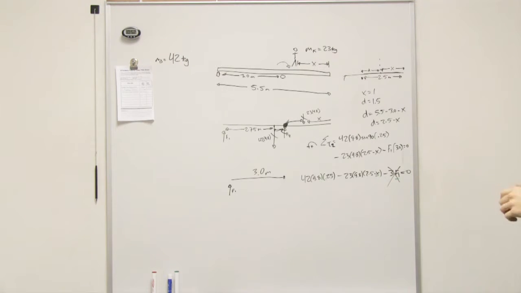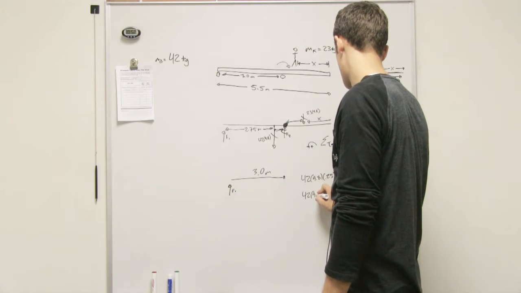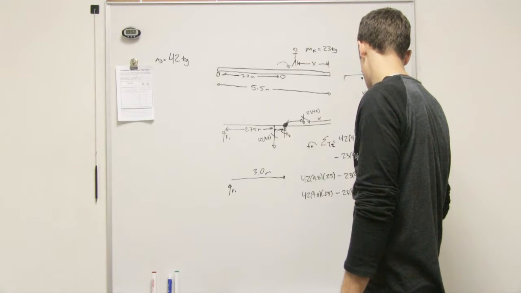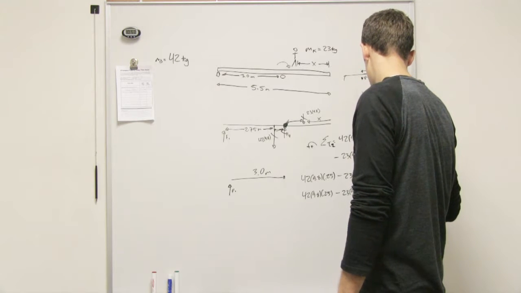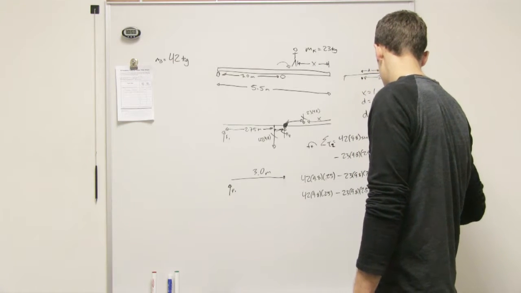Okay. So we've got 42 times 9.8 times 2.25 minus 23 times 9.8 times 2.5 plus 23 times 9.8 times x.